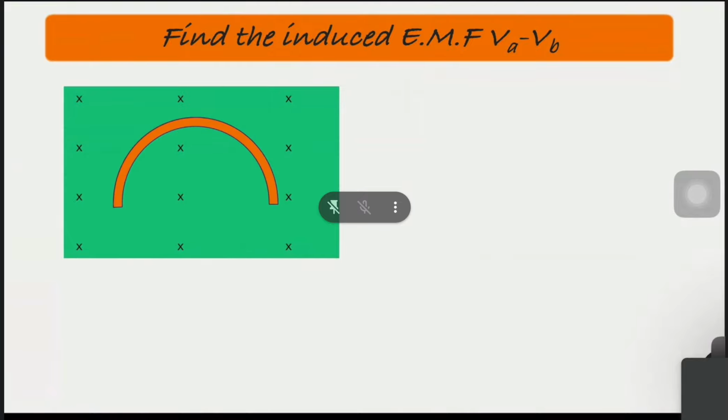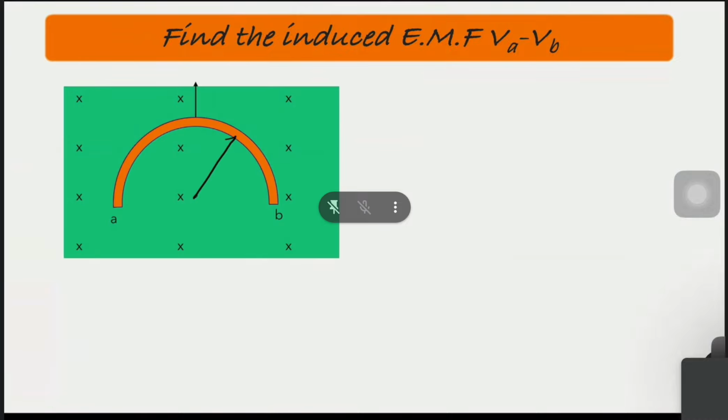This next case, you have a semicircular ring of radius r. The magnetic field is B into the plane of the screen. You are giving a velocity v in the vertically upward direction. Find the induced EMF VA minus VB. So 2BVR.